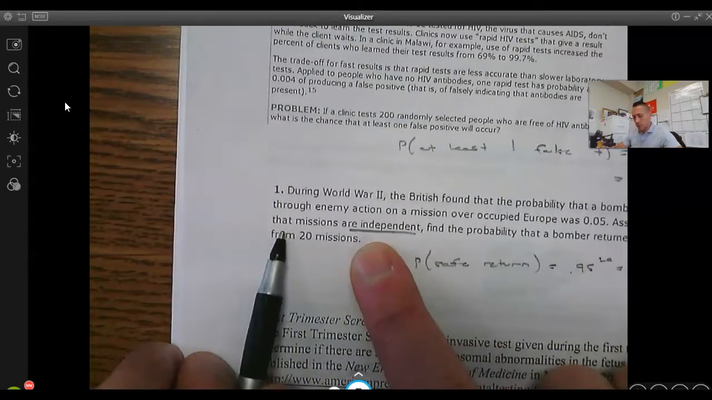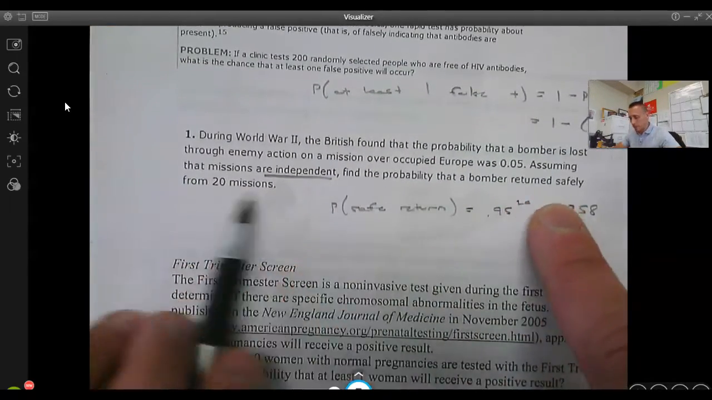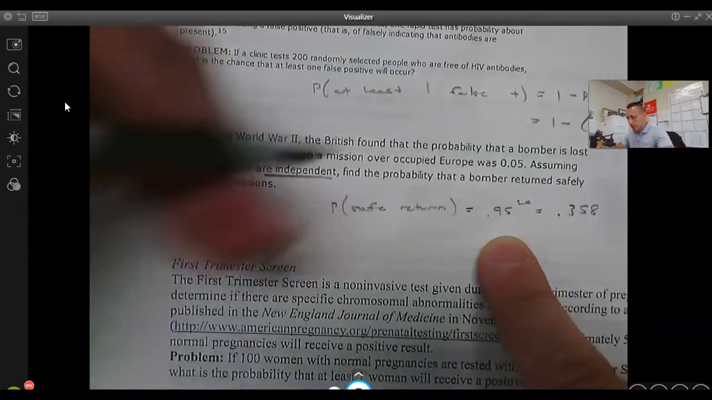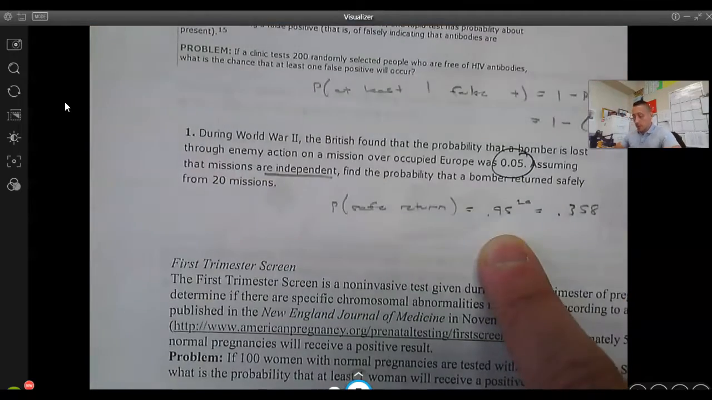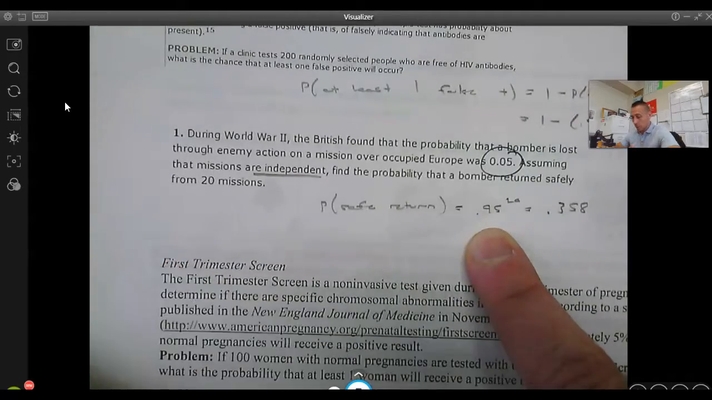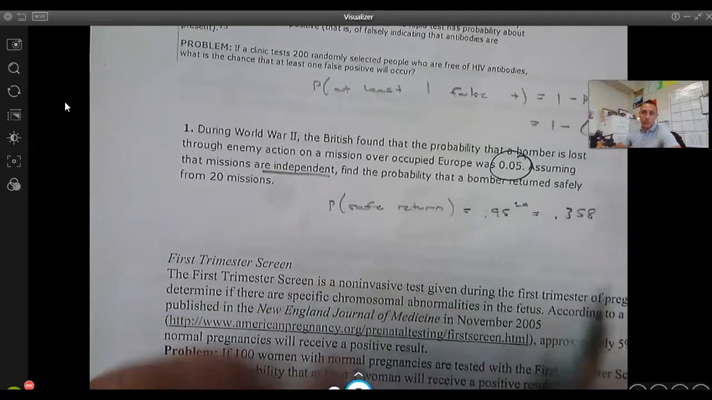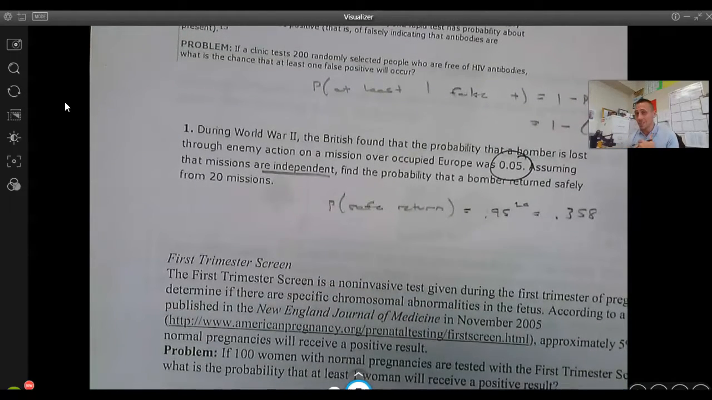So what you'll notice on the first one, they tell you, assume the missions are independent, find the probability the bomber returns safely from 20 missions. 5% is the chance that it's lost, so 95% the complement is the probability it returns safe for 20 missions. Each one's independent, so I can multiply the probabilities. So 0.95 to the 20th, 0.358, or about a 36% chance that it returns safely, which is not very high.